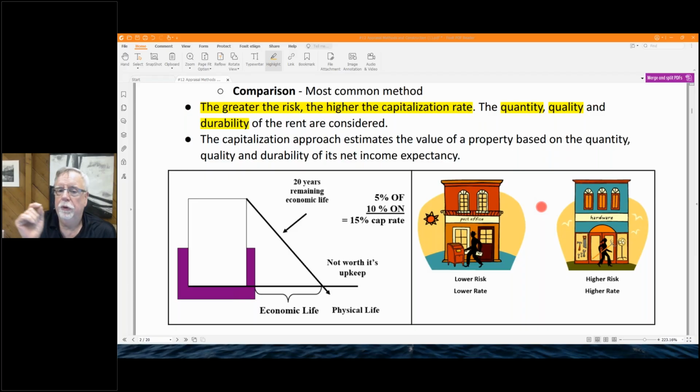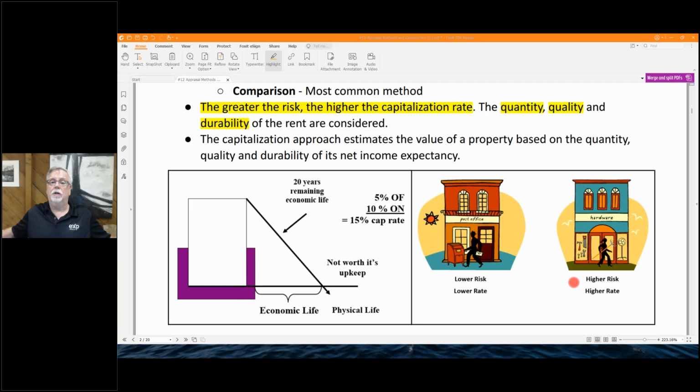Now, the question on the exam is about which one has the higher risk and which one has the higher rate. The lower risk belongs to the post office. It also would have a lower rate of return. The hardware store, if the income remains the same, but the hardware store person lowers their price, that increases the rate of return. A higher risk is a higher rate of return. A lower risk is a lower rate of return.